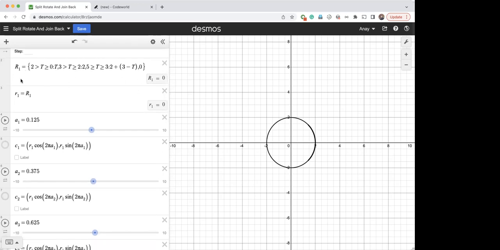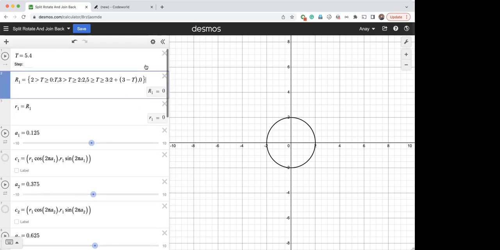Just two minutes. Yes, sir, there is a colon there, no? 3:2, 2:2, what is that? It specifies a range. So for this range, this is the value. For this range, this is the value. And this is the default case.